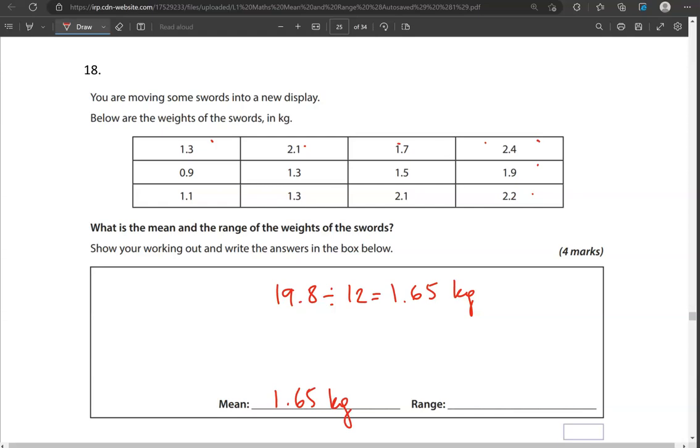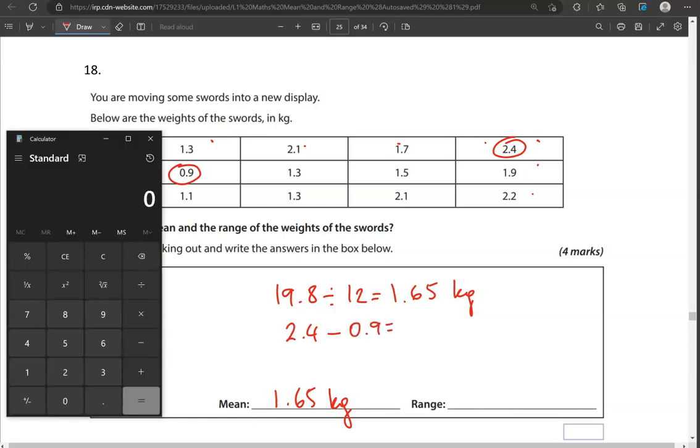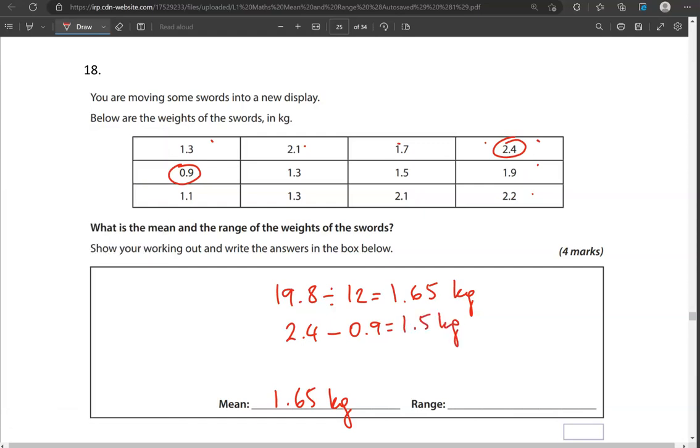That is 1.65 kilograms. And the range, what is the highest value here? That is 2.4, and the lowest is 0.9. Is 1.5 kilograms.